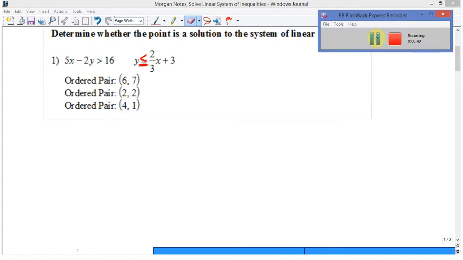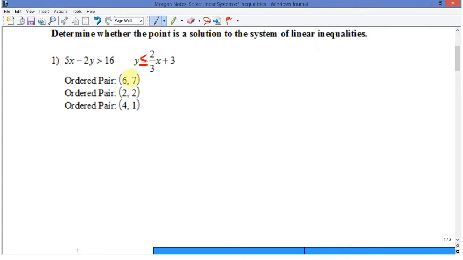Okay, so now what we need to do is we're going to substitute one of these points into both equations and see if it's true in both equations. If it is, then it's a solution. And so I have three different pairs here we're going to check. So let's start with the 6, 7 first.